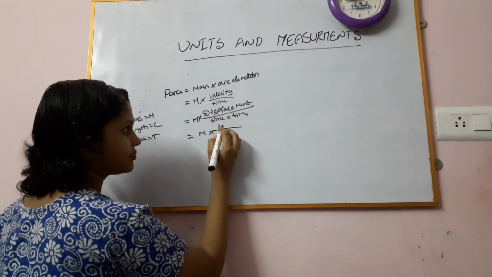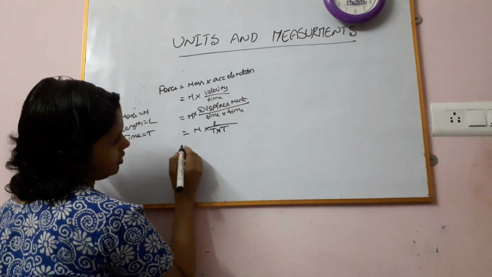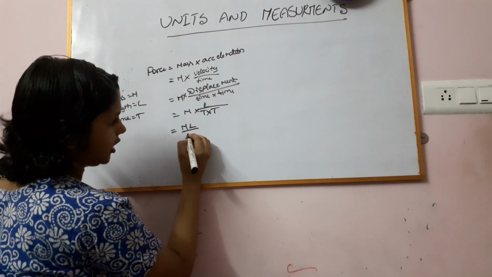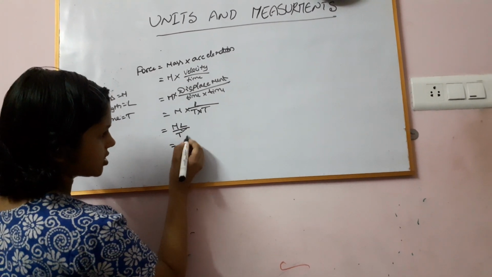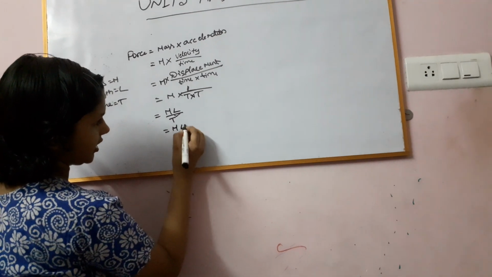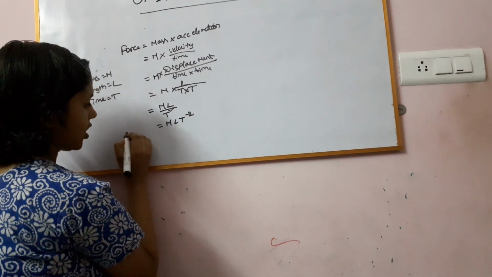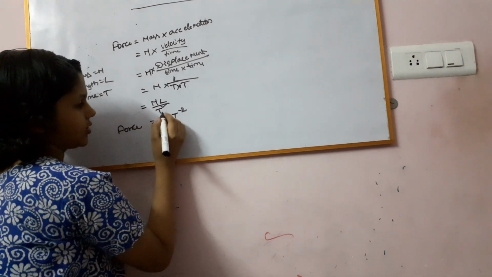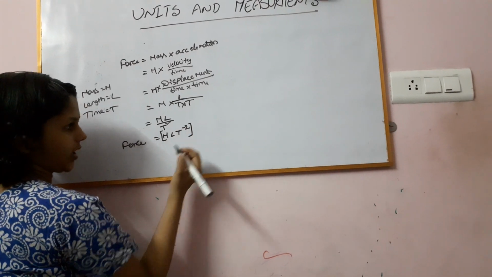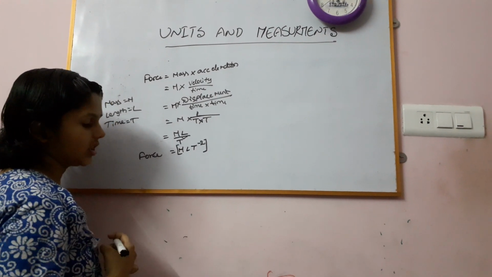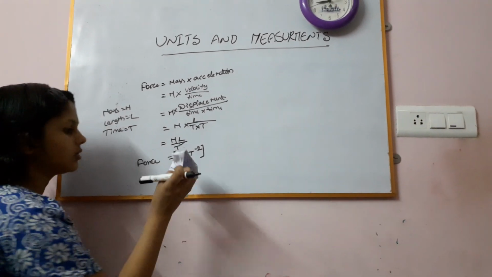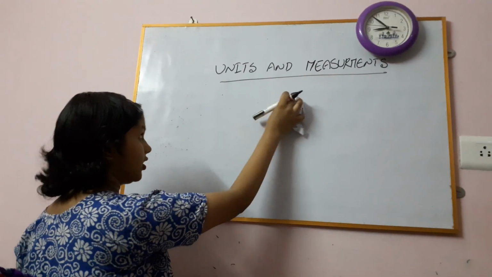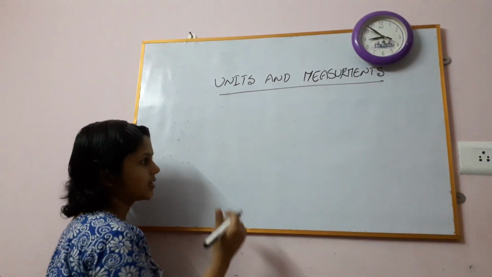Let us consider it as L. Time into time. Then M into L is equal to ML by T into T, T square. If this comes up, MLT power minus 2. The dimensional formula of force is MLT power minus 2. If we keep these square brackets, that indicates that we are dealing with the dimensions. Understood? Friends, please listen carefully. These are very important for inter and further classes.